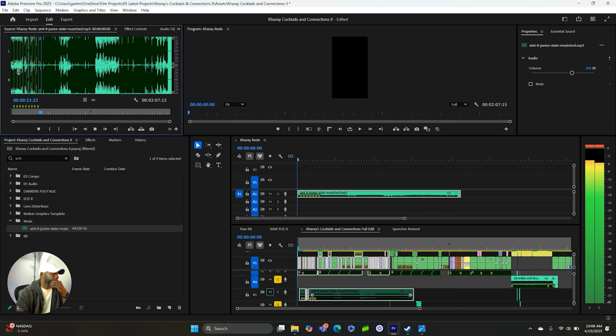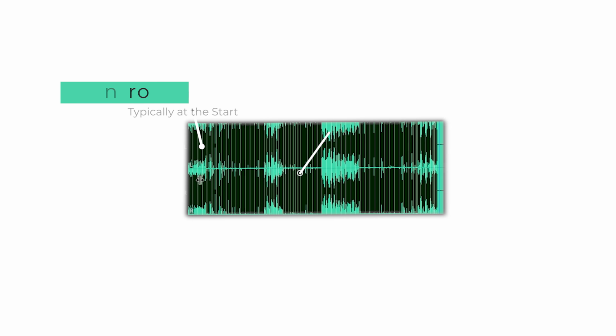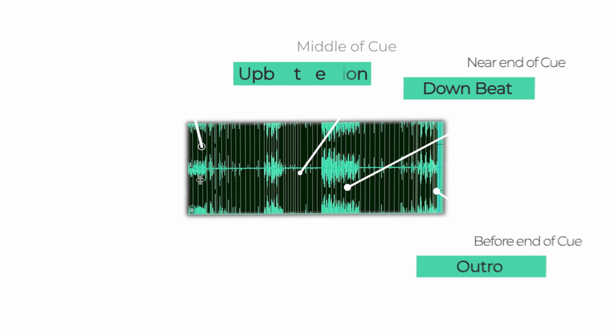Once you lay down this foundation, the next step is cutting your actual music. After locking in the dialogue section, I then cut the music down to real length using the markers I placed earlier. A music cue typically has an intro, an upbeat section, a downbeat section, and an outro. A lot of beats repeat themselves, so you can edit the cue accordingly by cutting down the different sections to get to the moment you need.